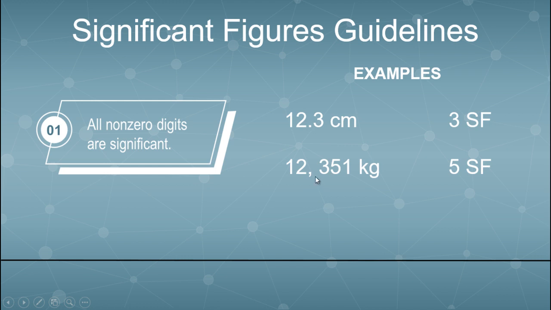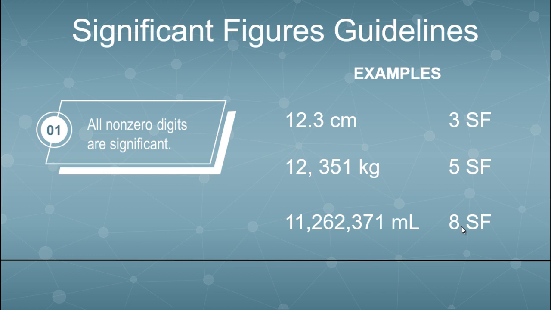Another example, 12,351 kilograms. So, we have 5 digits in the number given. So, 1, 2, 3, 4, 5. So, that is 5 significant figures, or in other books, they use significant digits. Okay. And we have another one, 11,262,371. So, there are how many digits? 1, 2, 3, 4, 5, 6, 7, 8. All of these are non-zero. Therefore, there are also 8 significant figures.